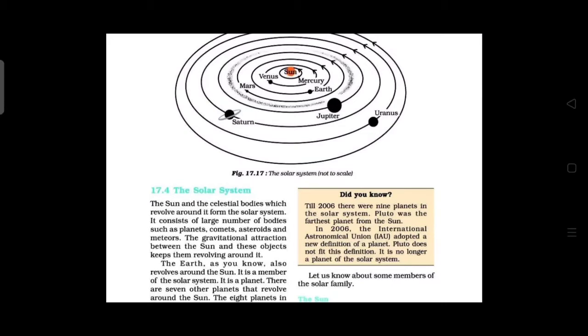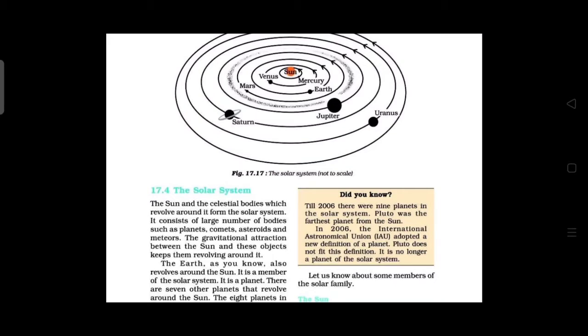The sun and the celestial bodies which revolve around it form the solar system. It consists of large numbers of bodies such as planets, comets, asteroids and meteors. The gravitational attraction between the sun and these objects keeps them revolving around it.